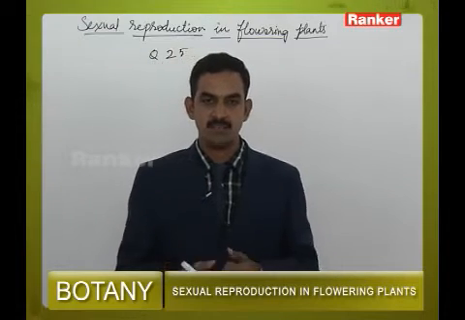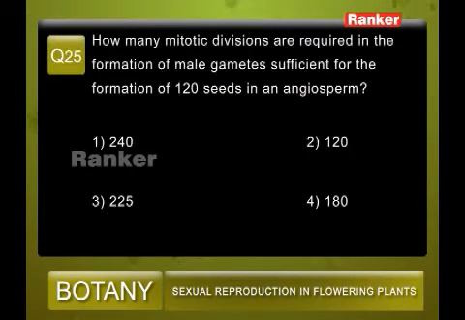Question number 25: how many mitotic divisions are required in the formation of male gametes sufficient for the formation of 120 seeds in an angiosperm? Options 1, 240, 2, 120, 3, 225 and 4, 180.